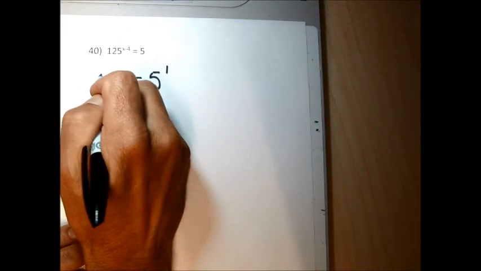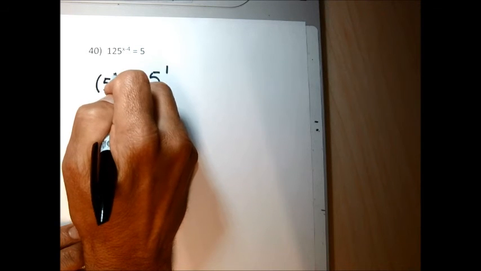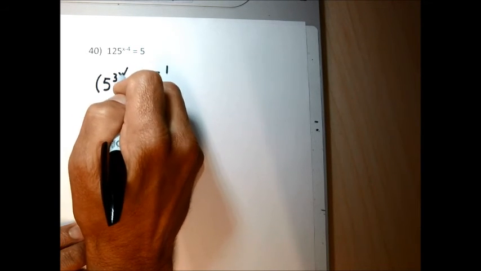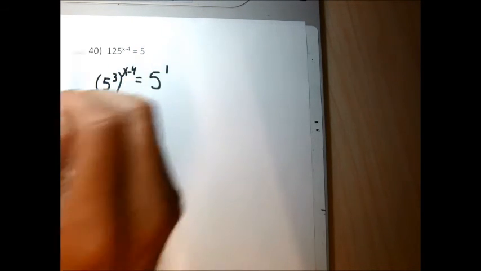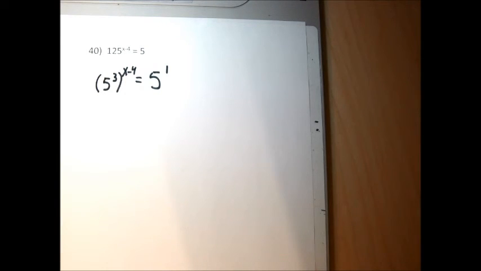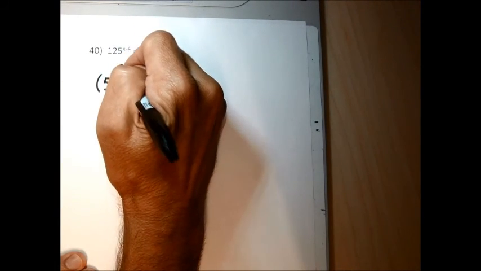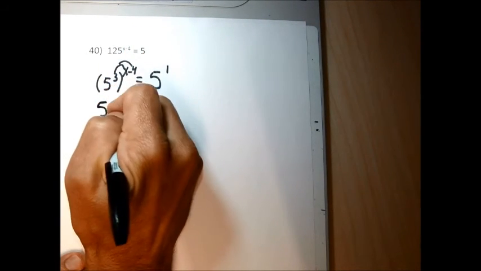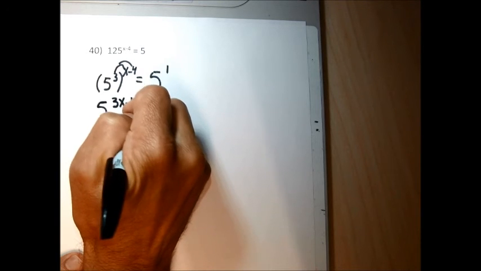So the left side, I can think of this as 5 cubed to the x minus 4 power. Because the 125 already had an exponent, I probably should put the 5 cubed in parentheses, because to simplify the left-hand side, I have to multiply the 3 by both the x and the 4. So I'm going to go 5 to the 3 times x and 3 times minus 4.